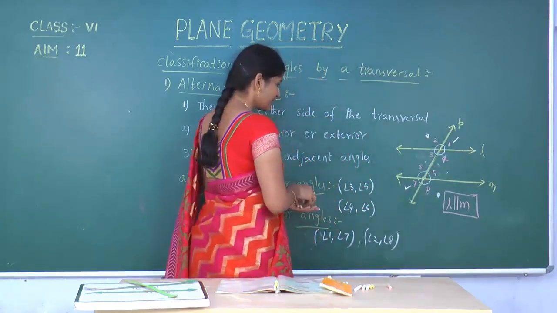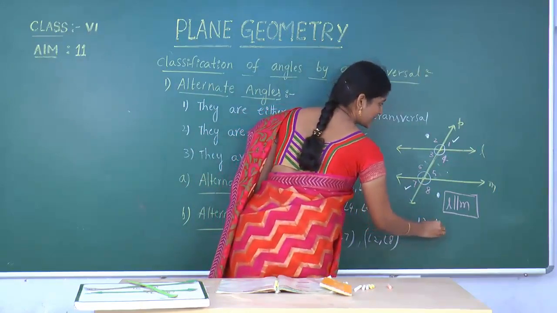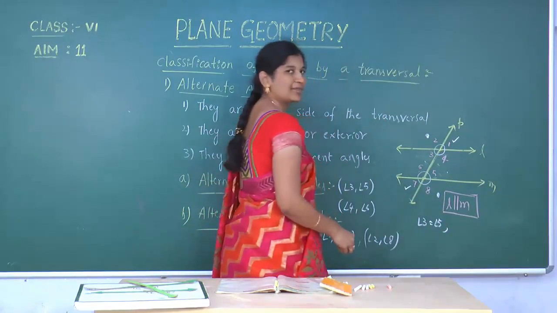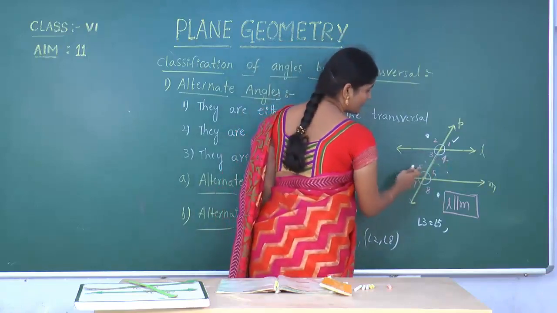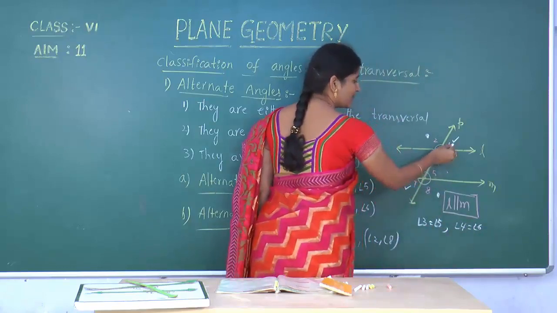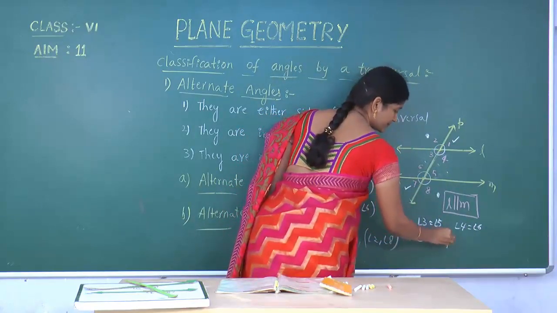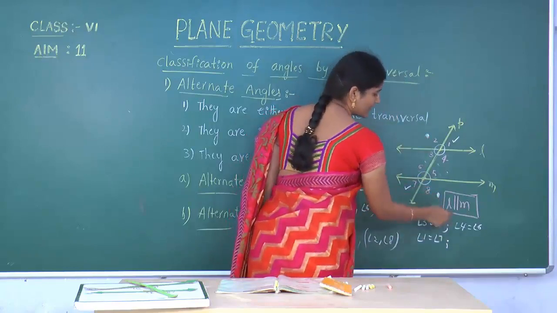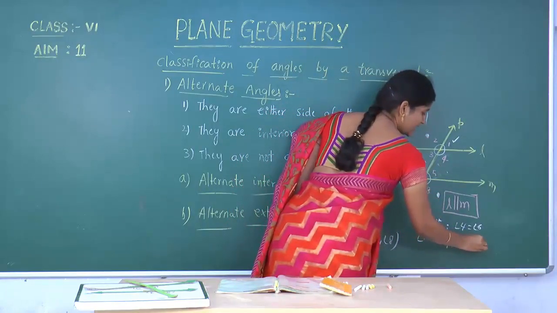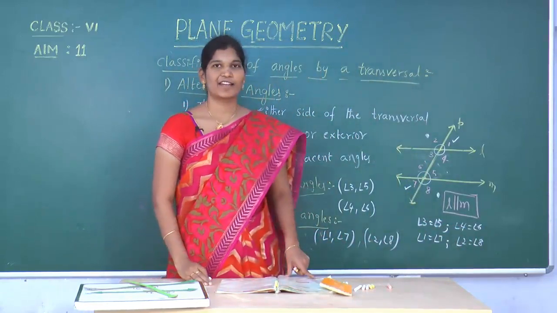So here if L is parallel to M, we can say angle 3 is equal to angle 5 and angle 4 is equal to angle 6. At the same time, angle 1 is equal to angle 7 and angle 2 is equal to angle 8. In this way we can say.